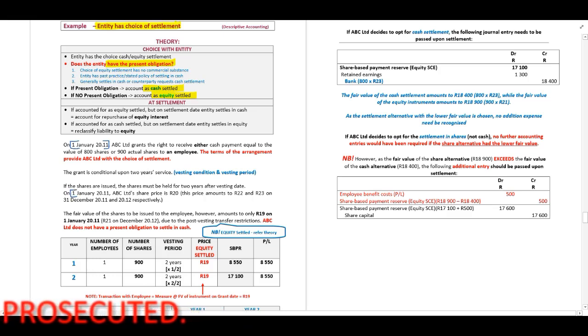On 1 January 2011, ABC Limited's share price is 20 Rand. This price amounts to 22 and 23 Rand on 31 December 2011 and 2012. The fair value of the shares to be issued to the employee amounts to 19 Rand on 1 January 2011.